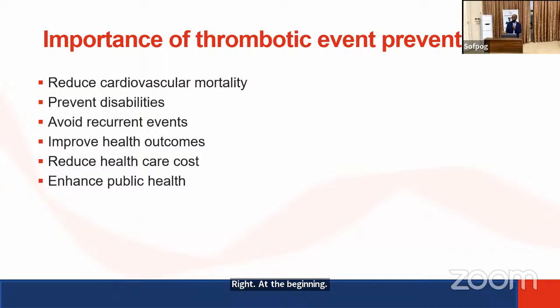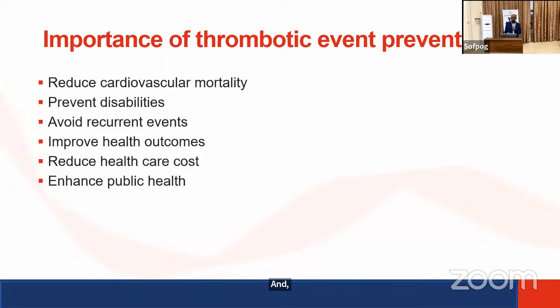It also prevents disabilities. I mean, people with stroke may be breadwinners of their family, and suddenly he gets a stroke. He gets a disability. All his dependents will suffer because this time the breadwinner is no longer bringing in money to feed the family. It also avoids recurrent events. Sometimes people will get events and they will survive, and then you realize that if measures are not put in place, he may get the event again.